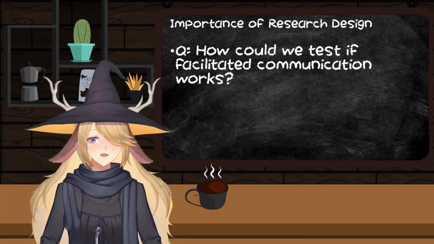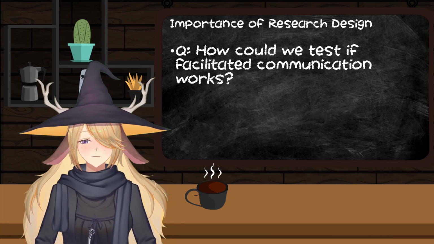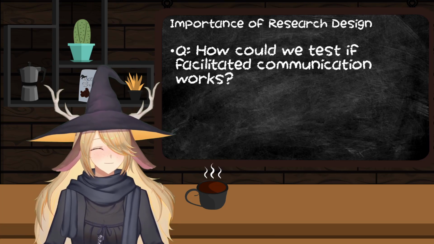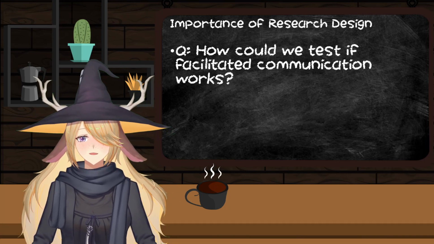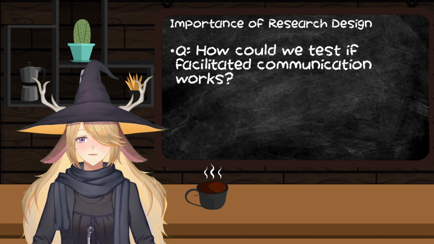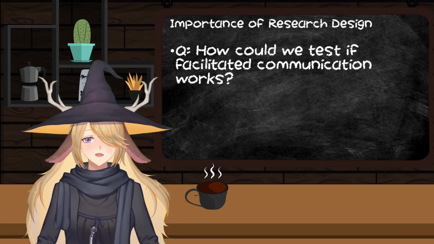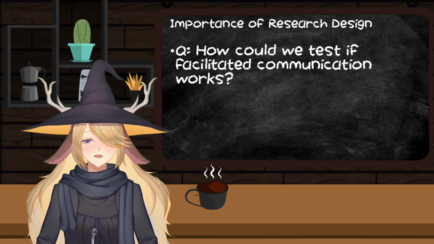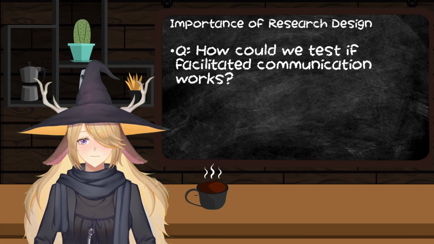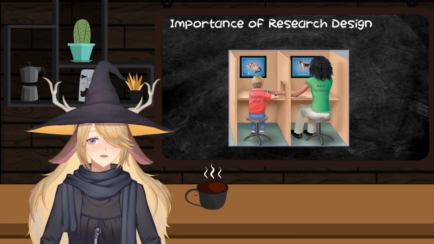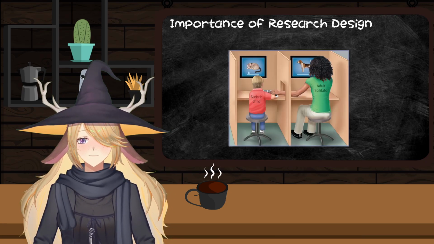So, what are some ways that maybe we could test whether or not facilitated communication works? This is where we get into the true wonders of research design. Because at the time, remember, back in the 1990s, this was considered highly scientific and highly sound. So one way that researchers decided to test this was through the use of a blind study.